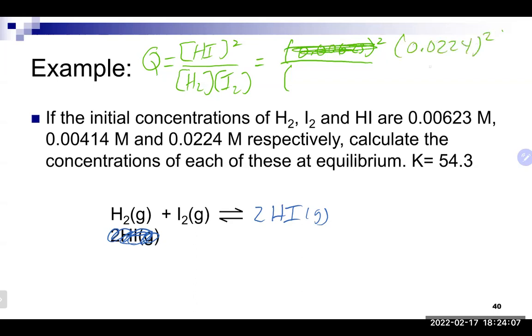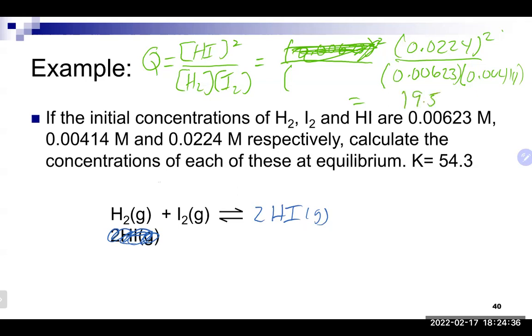0.0224 up on top. There we go. That's the right one. Then we have 0.00623 on the bottom and 0.00414 also there on the bottom. And if we do that here, looks like we end up with a Q value of about 19.5.